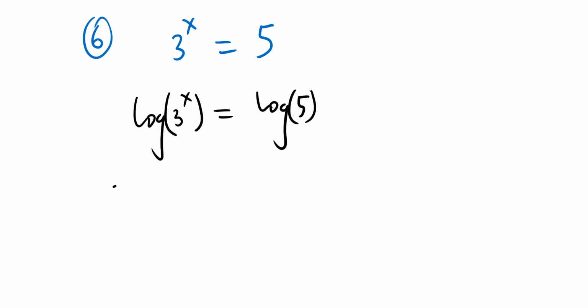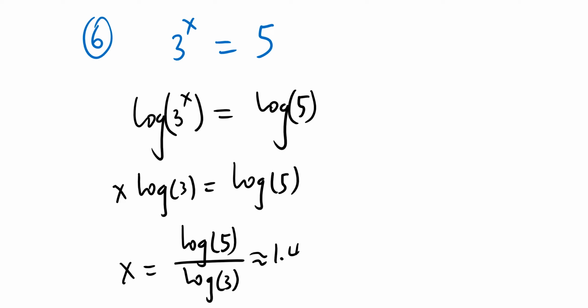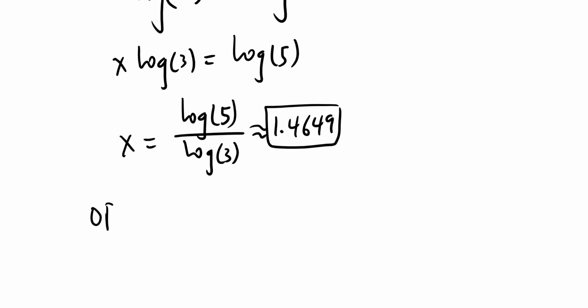So if I keep it like this, I'm going to bring the x down: x log 3 equals log 5. And then I'm going to divide both sides by log 3. So x equals log 5 over log 3. And then you can put that in the calculator, and the calculator gives me 1.4649. That's the answer, which is fine. It's okay.